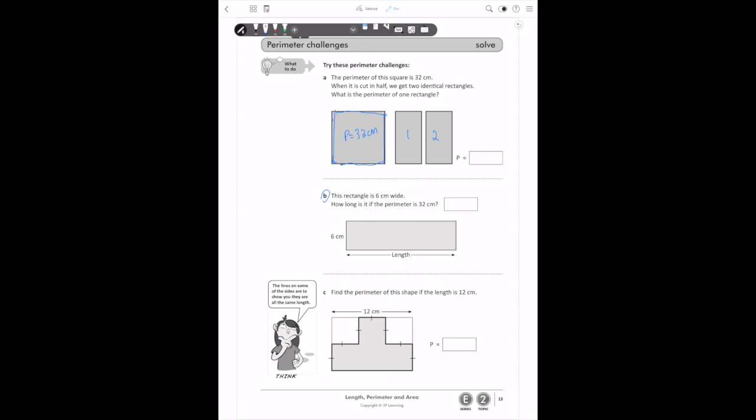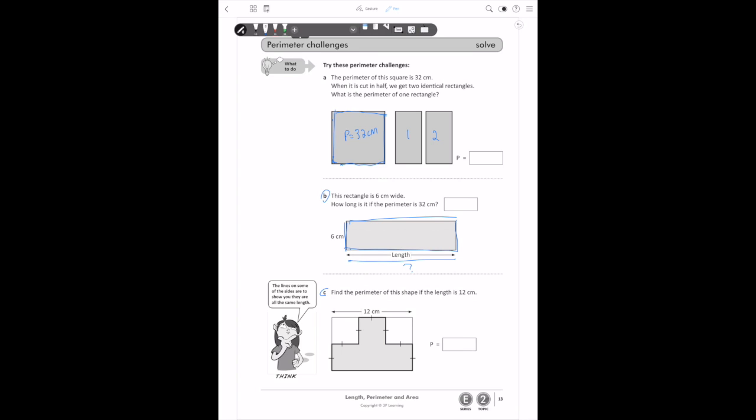So this rectangle is 6 centimeters wide. How long is it if the perimeter is 32 centimeters? So there's 6 centimeters here. It's 32 centimeters all around. So what is this length?